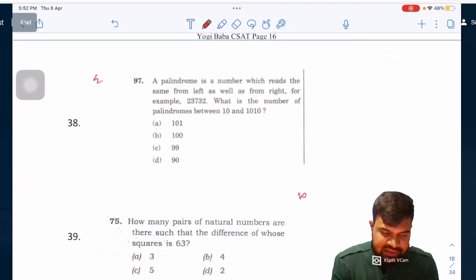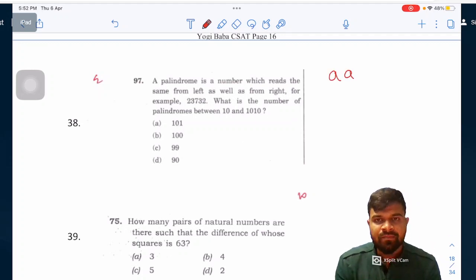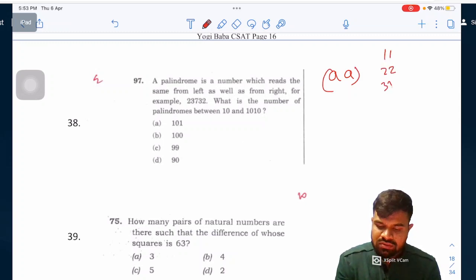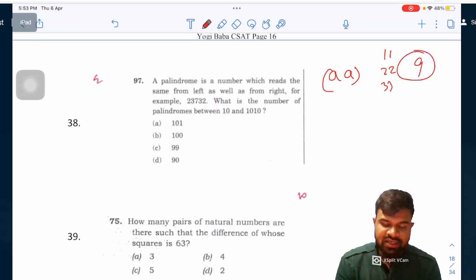A palindrome is a number which reads the same from left as well as right. What is the number of palindromes between 10 and 1010? Now how will you do it? For a two digit number, AA is a palindrome. How many types of AA are there? 11, 22, 33, so 9 are there.